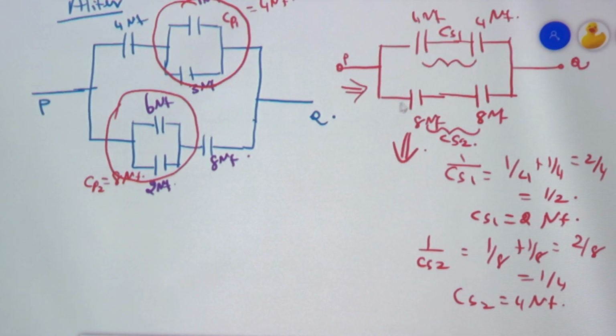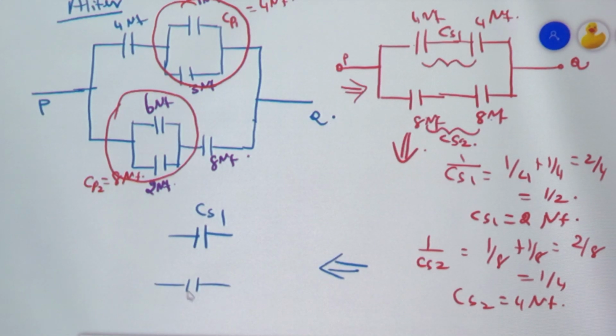Now, when you are considering these two, we can go for the next diagram. These two are replaced with one single capacitance, which is CS1. These two are replaced with another single capacitance, which we can consider as CS2. So you have the point P here and the point Q here. CS1 is 2 microfarad. CS2 is 4 microfarad. So how to simplify this?